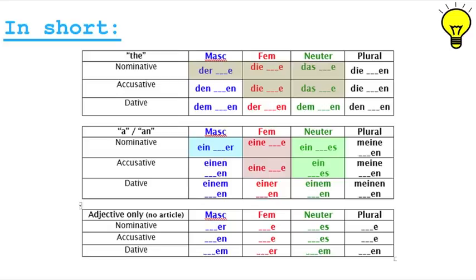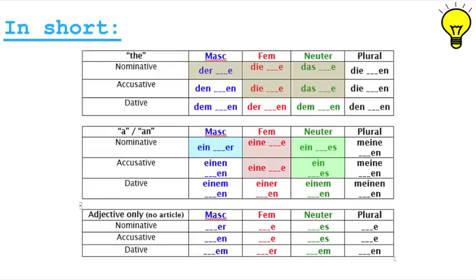And here are the three tables altogether. These tables you do need to be able to recall from memory. So we have the der, die, das table, and you can see that the endings here, with the exception of the bit which is highlighted with a sort of grey-brown background, are all en, apart from inside that grey-brown background, which is where the endings are e.